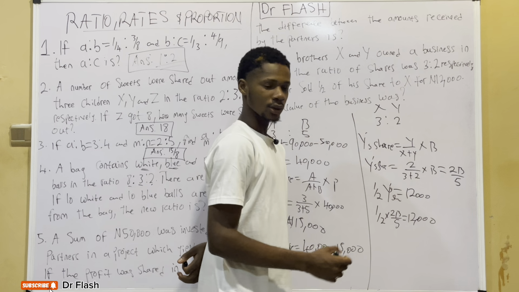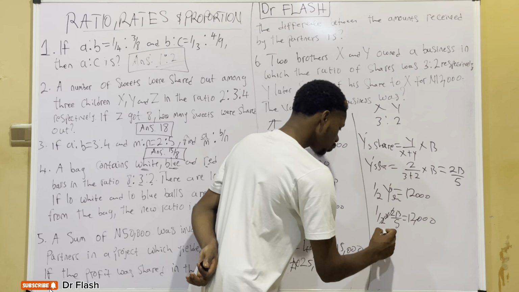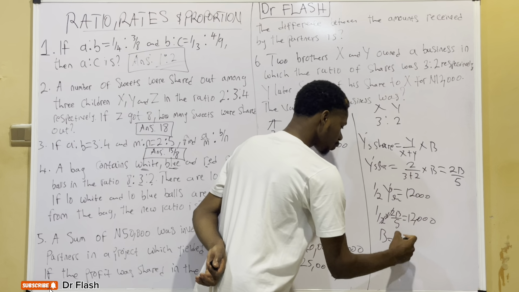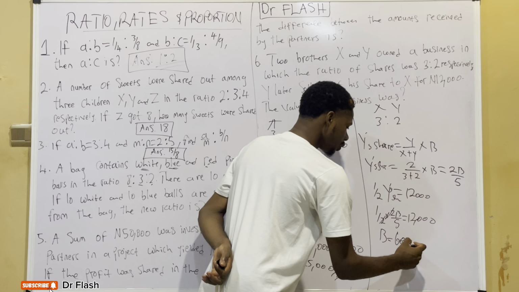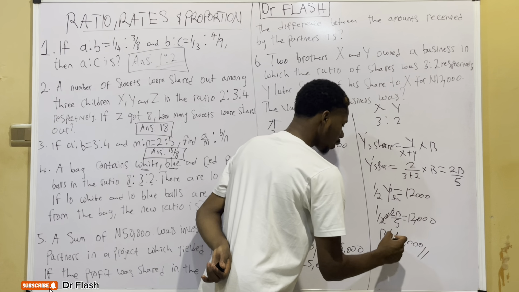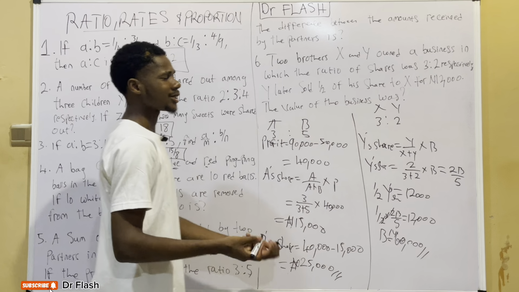When you do the maths, 2 cancels 2. So B is equal to 5 times 12. That's what now? 60,000 naira. So the total worth of the business is what now? 60,000 naira. That is how problems like this are being solved.